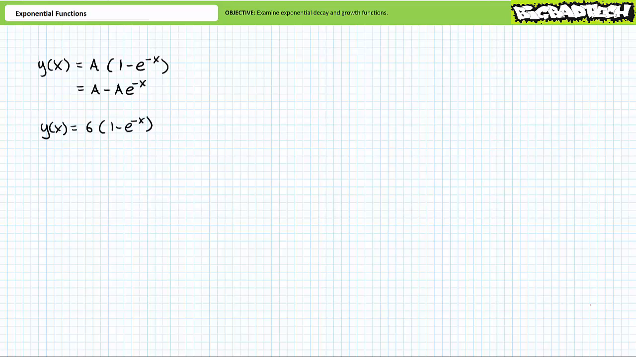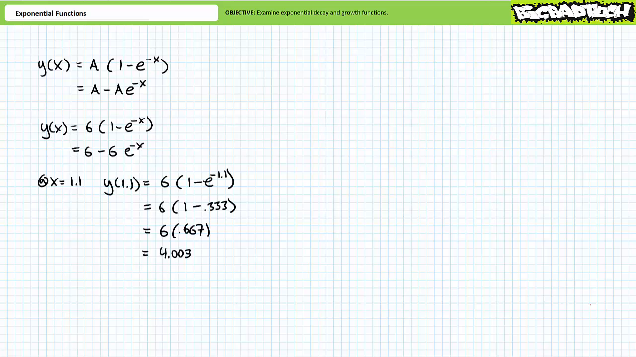Consider the expression y of x equals 6 times 1 minus e to the negative x. If you're so inclined, you could also write the same expression as y of x equals 6 minus 6 times e to the negative x. Let's say we're being asked to evaluate this expression at x equals 1.1. Substituting 1.1 into the equation yields 6 times 1 minus e to the negative 1.1. E to the negative 1.1 is 0.333. 1 minus 0.333 is 0.667. 0.667 times 6 is roughly 4.003.